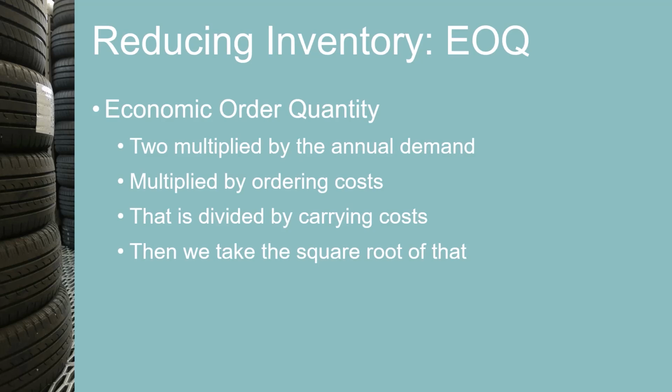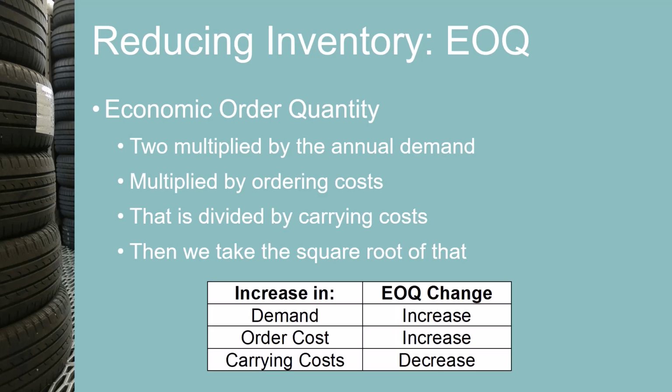It starts with 2 multiplied by the annual demand multiplied by ordering costs. The product of that is divided by carrying costs, and then we take the square root of all that. Here's a table that shows the impact on the economic order quantity when the formula inputs are increased. An increase in demand causes EOQ to increase, an increase in the order cost causes EOQ to increase, and an increase in carrying costs causes EOQ to decrease.